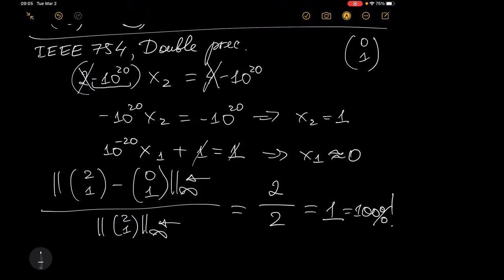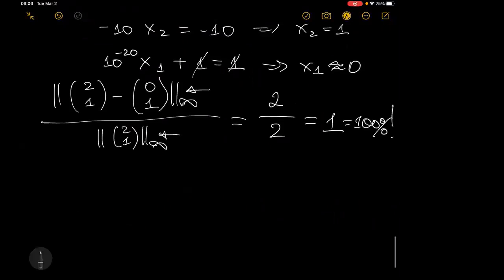If you have 100% error, you cannot believe in any digit of your solution, right? So none of the digits can be guaranteed. If you have 10% relative error, it means that you can believe at least in one digit of your solution approximately. But if you have 100% error, it means that you lost all the accuracy of the solution.